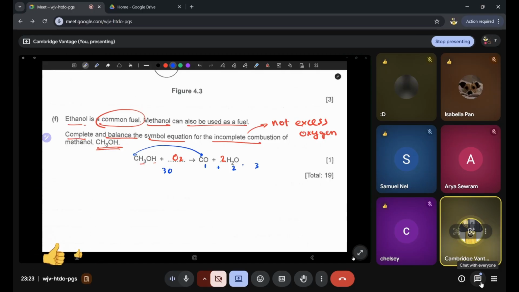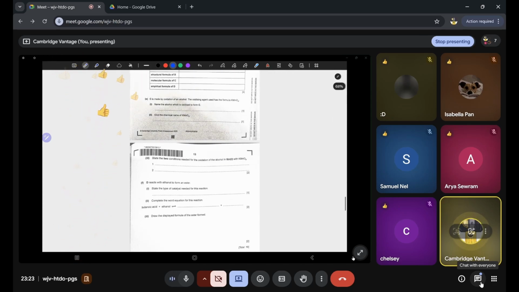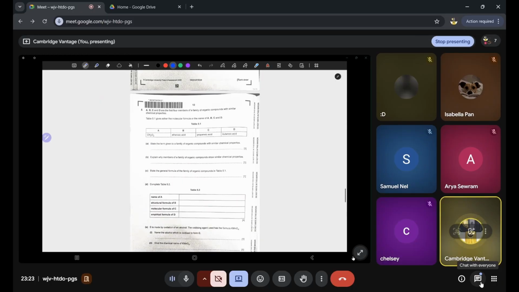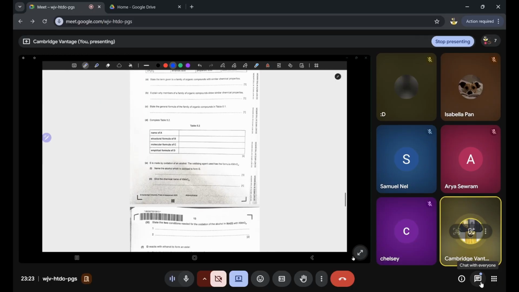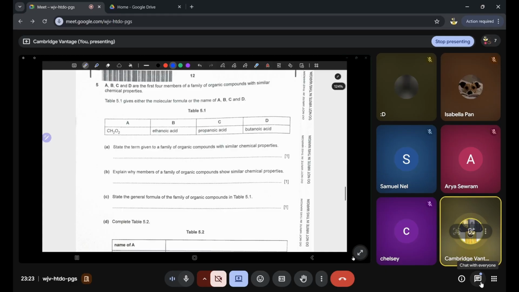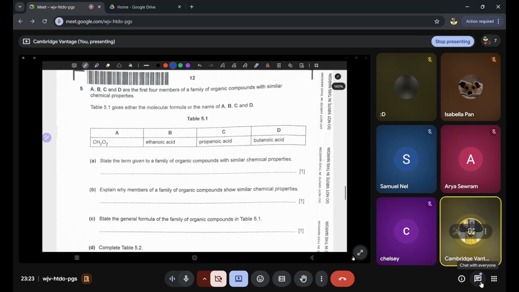All right, thank you. So that's a question worth 19 marks, and I believe we are near the end of the paper, and the last few questions are going to address some questions related to esterification and some questions related to polymerization. So let's see what we have over here.